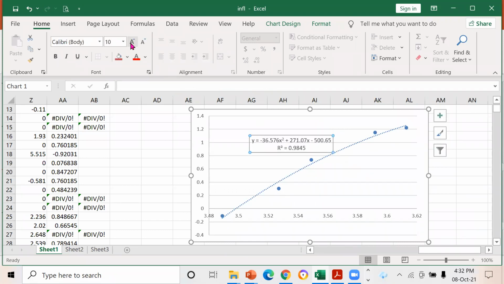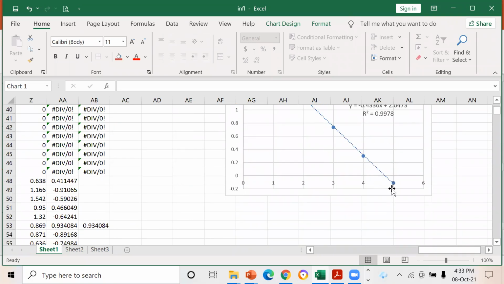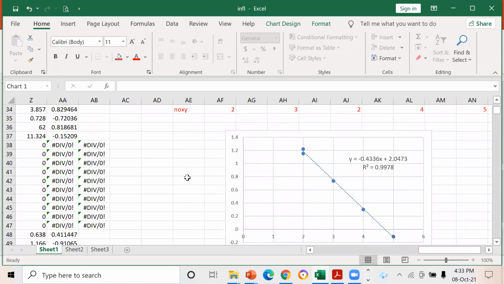So I have also done a square term, that is a quadratic term, but it doesn't improve further. 0.97 itself was good. This made it 0.98, so it's not a big deal. And this descriptor comes out very good for 0.99. You can't go beyond that actually.